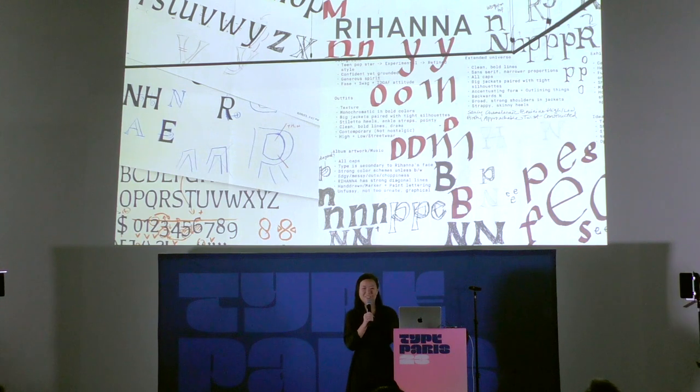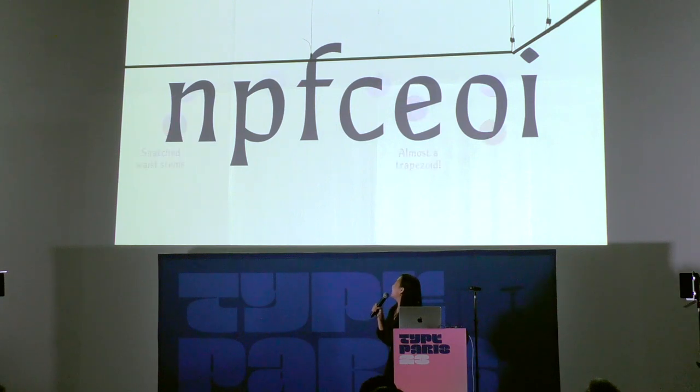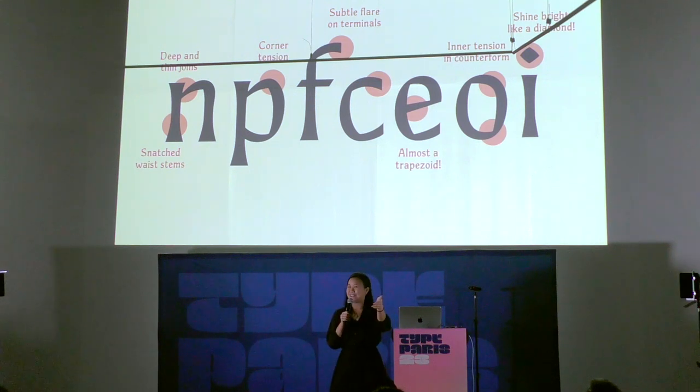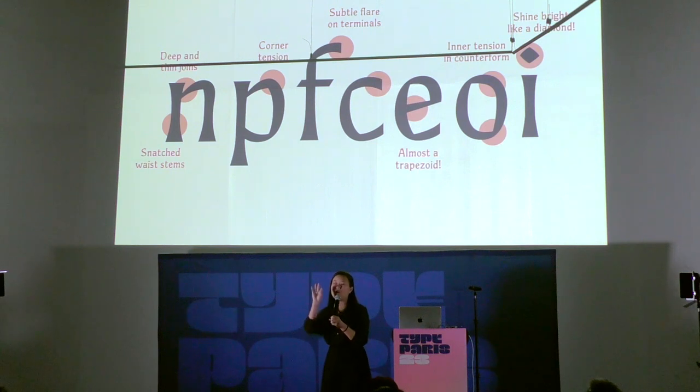Here are a bunch of notes and iterations. I did work. And here is the final typeface. We can see, with the bar interrupting it, that ultimately the snatched waist produced a flared serif. I didn't set out to make a flared serif, but here we are. And another main point of the typeface is that the joints are really narrow and deep, and that was going to limit the risk.